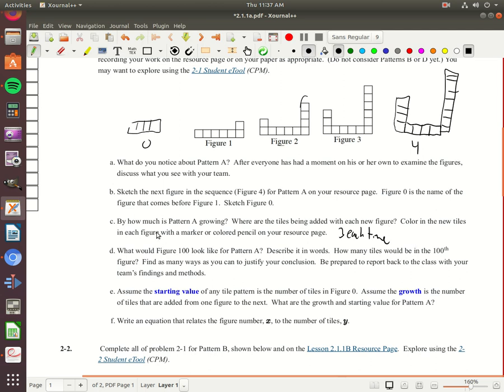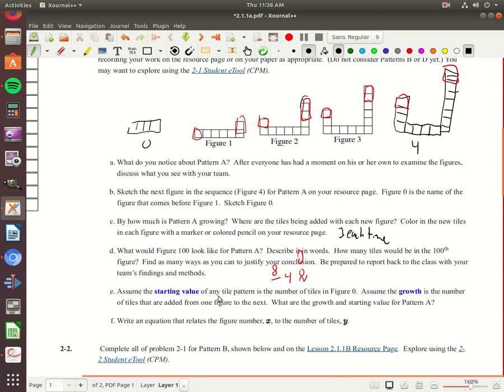Color in the new tiles in each figure with a marker or colored pencil on your resource page. I guess we'll just do this. Oh, actually, I take that back. So these would be the new ones, right? So those are the new ones each time. It says what would figure 100 look like? Well, it would have 4 in the middle, 100 on the left side and 200 on the right side. So we'll say 4, then 100 on the left side and 200 on the right side, and make that one a little taller.